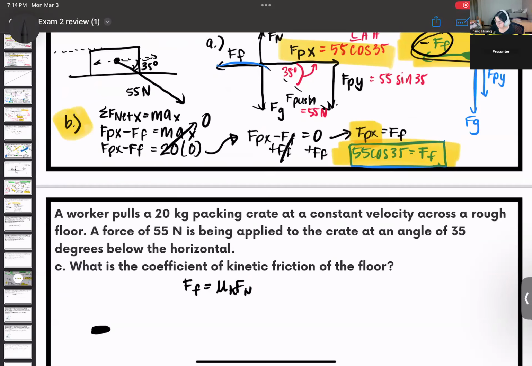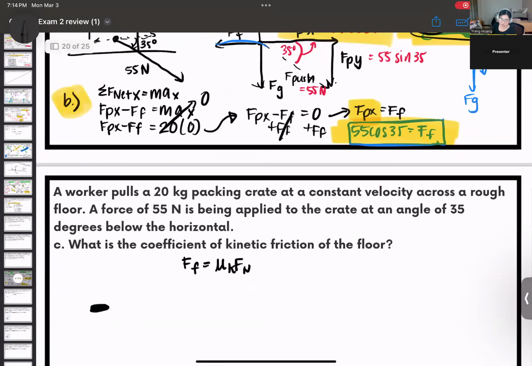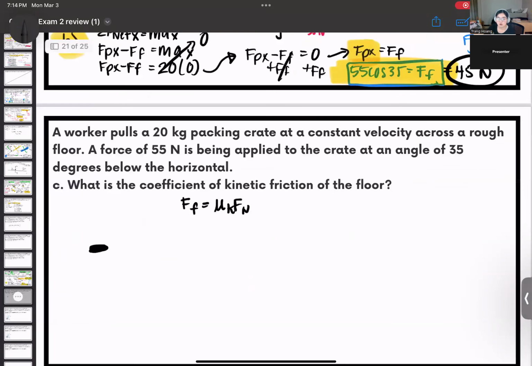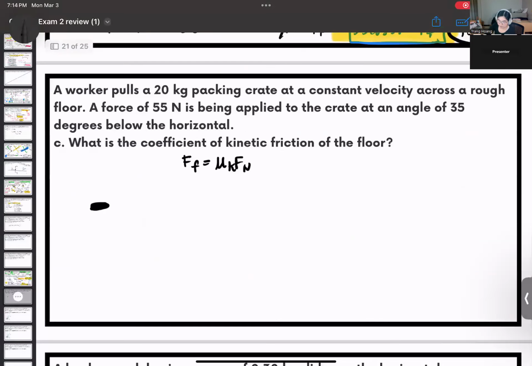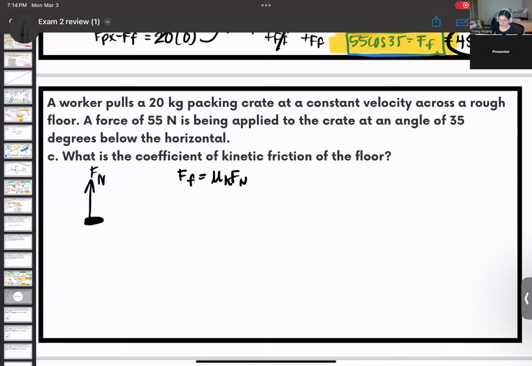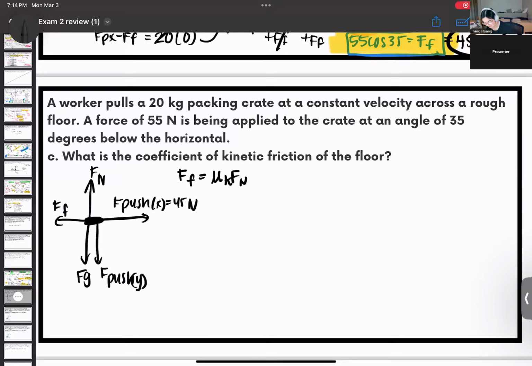This is equal to 45 newtons. It's forces in newtons. All right, so we have our free body diagram: force normal, force gravity, force push Y, and our force push F, which we already figured out. Speed, 45 newtons. Yeah, our force friction. All right, we're asked, what's the coefficient of kinetic friction on the floor?